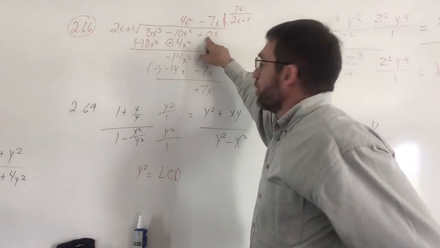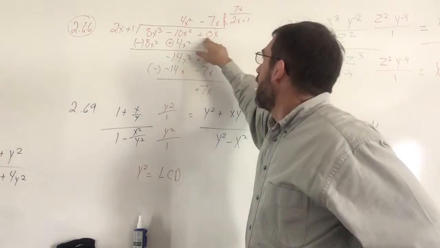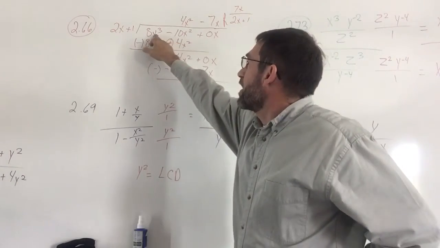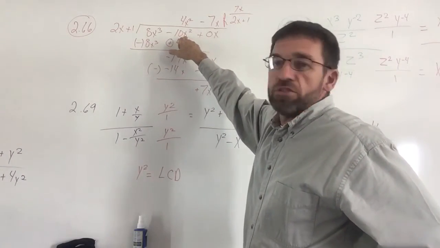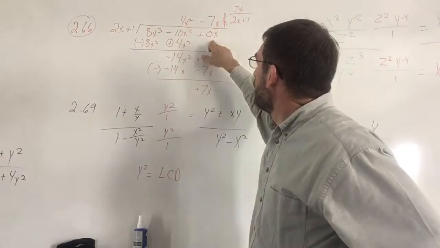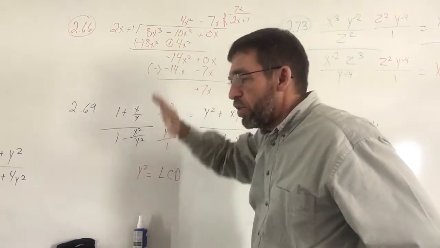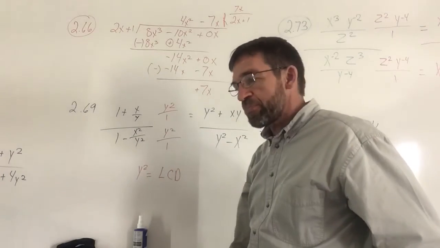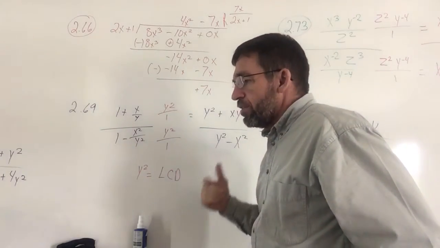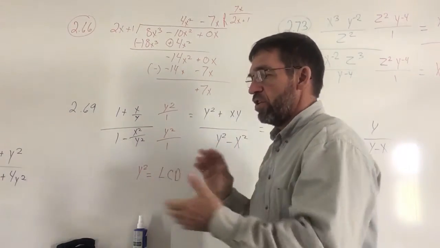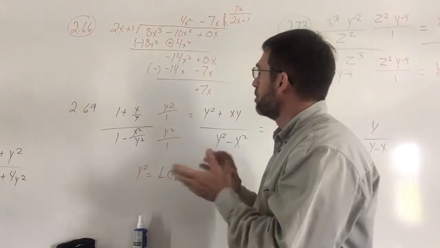And you see how I had, oh yeah, here I want to show you. I had to put a 0x because I had an x cubed, x squared, and that was it. So I had to have an x. So I put 0x here. And some of them you have to add more than that even. Okay? That's just how you change the fractions to mixed expressions.